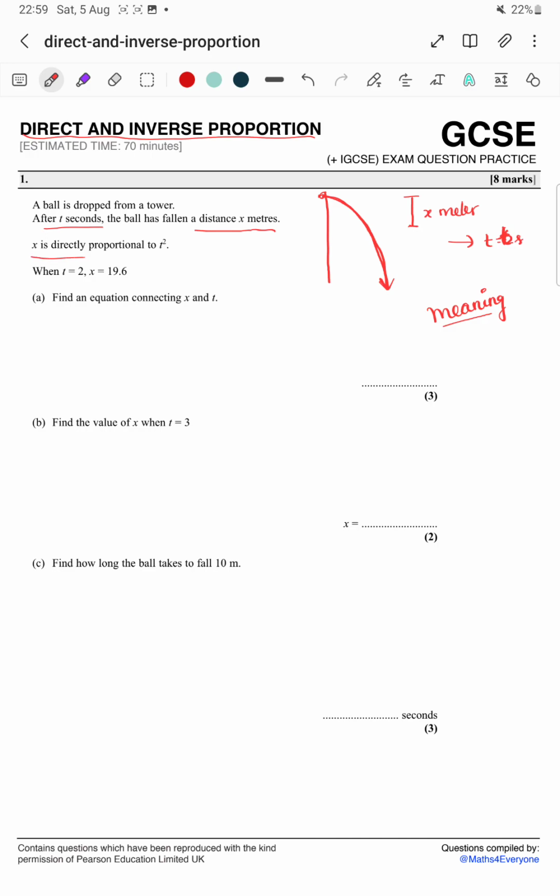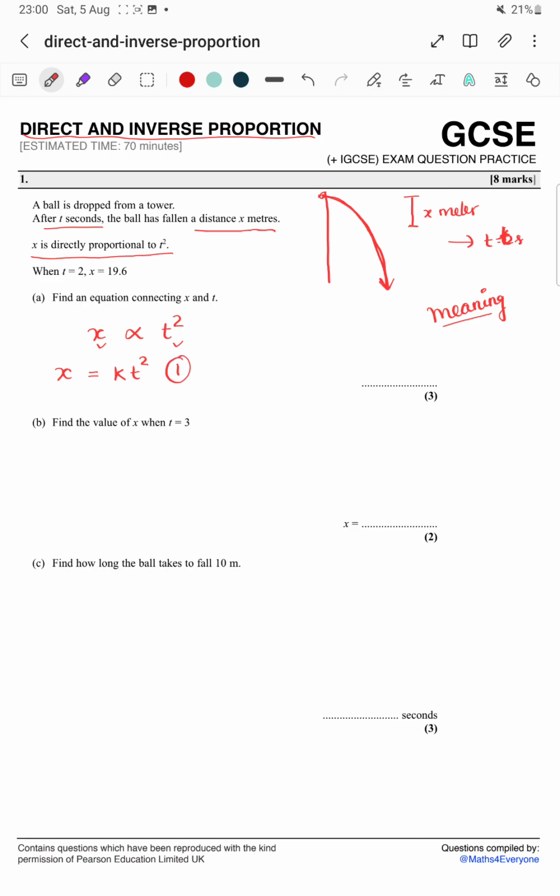So here they say, x is directly proportional to t squared. So the distance covered by the falling ball is directly proportional to t squared. So this is a way to write it. Now this is the first thing. Now we have to convert it into an equation, a rule which will connect our two variables, time and the distance covered by the ball. So I will be using a constant of proportionality k, and this will be my first equation.